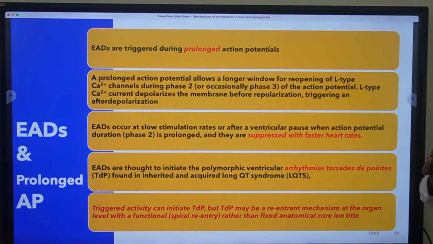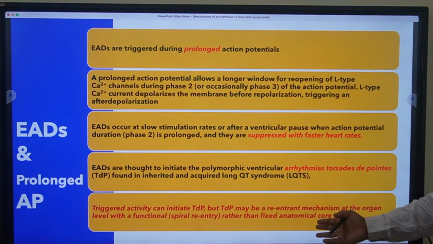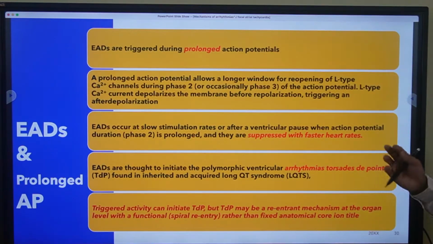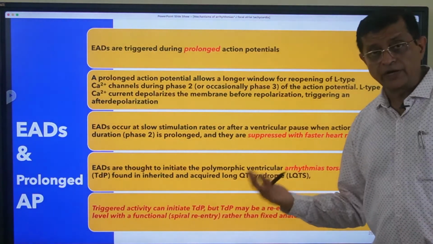At the same time, early afterdepolarization causes a heterogeneity of electrophysiological cells or tissue coming together. So they set the pathway for re-entry, and re-entry, especially functional spiral re-entry, is required for maintenance of TdP. We will come to this when we talk of re-entry.